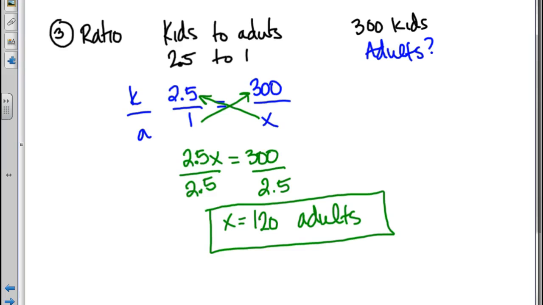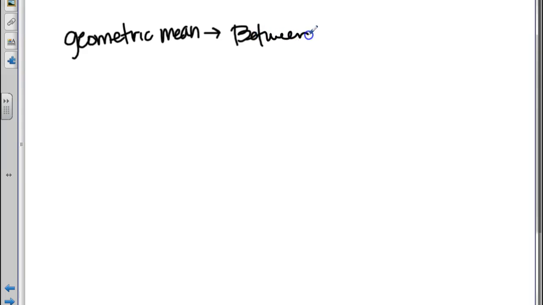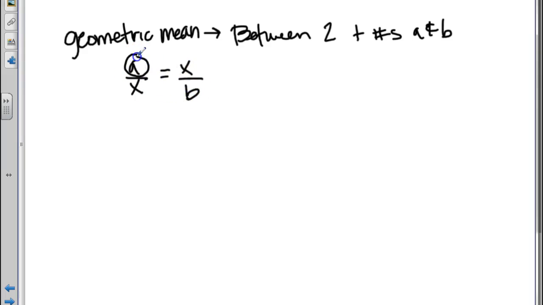All right, awesome. All right, last thing, geometric mean. The geometric mean between two positive numbers A and B is a positive number x that satisfies this proportion. So if you're given two positive numbers, then the geometric mean between those two numbers is solving for x in this proportion. So check this out.